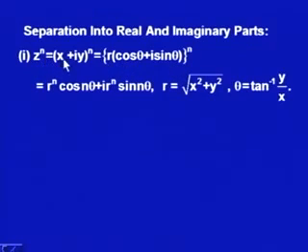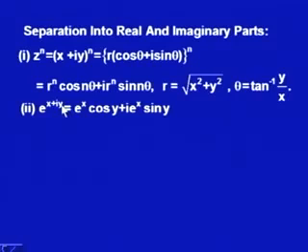To do this, let me write this as (x + iy) raised to power n, or I write it as (r(cos theta + i sin theta)) raised to power n, and expanding it, it is r raised to power n cos n theta plus i r^n sin n theta, where r is equal to under root of x square plus y square and theta is equal to tan inverse y by x. So, this function has real part as r^n cos n theta and imaginary part as r^n sin n theta.